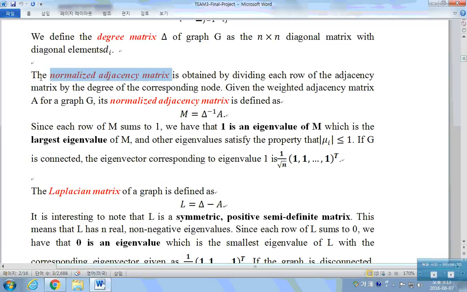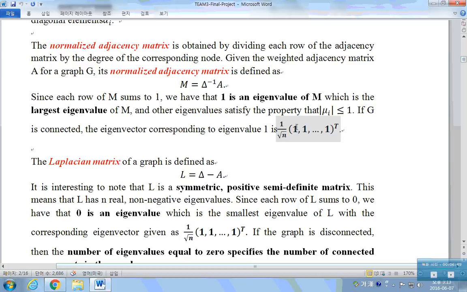Now we are going to introduce the normalized adjacency matrix M, which is simply defined in this way. Each of its rows sums to 1, so 1 is always an eigenvalue of M, and 1 is the largest eigenvalue of M. Easily we can find that the corresponding eigenvector is this one. So at least one eigenvalue is always fixed for this kind of matrix.